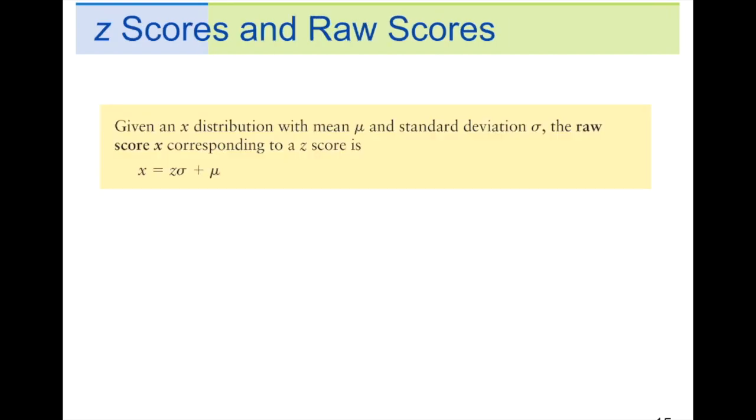Given an x distribution with a mean mu and a standard deviation sigma, the raw score corresponding to a z-score is x equals z times sigma plus mu. So this is a way you can get the raw score from the z-score. Before we were doing the z-score from the raw score. So both of these are important.